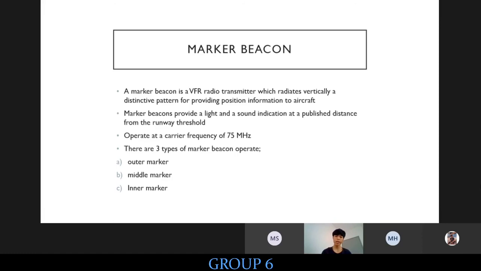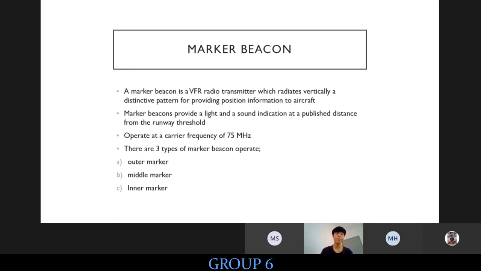A marker beacon provides a light and a sound indication at a published distance from the runway threshold. It operates at a carrier frequency of 75 MHz. There are three types of marker beacons that operate along the runway. First, the outer marker, second, the middle marker, and last, the inner marker.